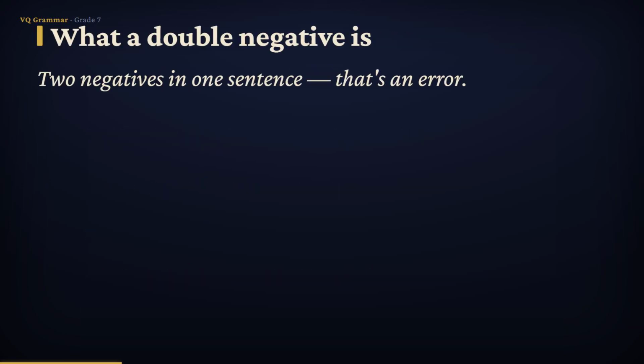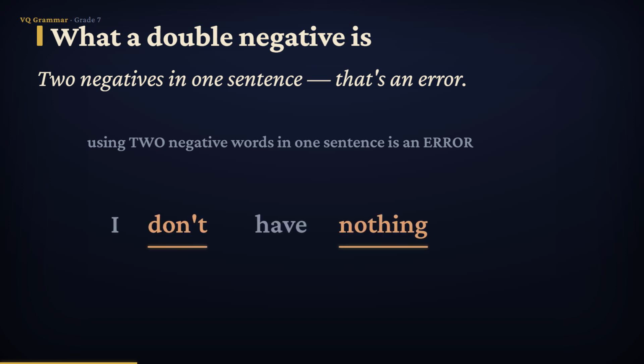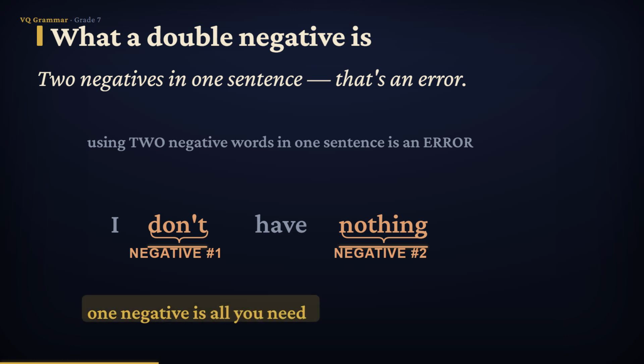So here's the whole problem this lesson solves. A double negative means you've used two negative words in the same sentence, and that is an error in standard English. Listen to this one. I don't have nothing. Count the negatives. Don't is negative number 1, and nothing is negative number 2. Two negatives, one sentence, that's a double negative. The rule is beautifully simple. One negative is all you need to make a sentence negative. A second one is just too many.